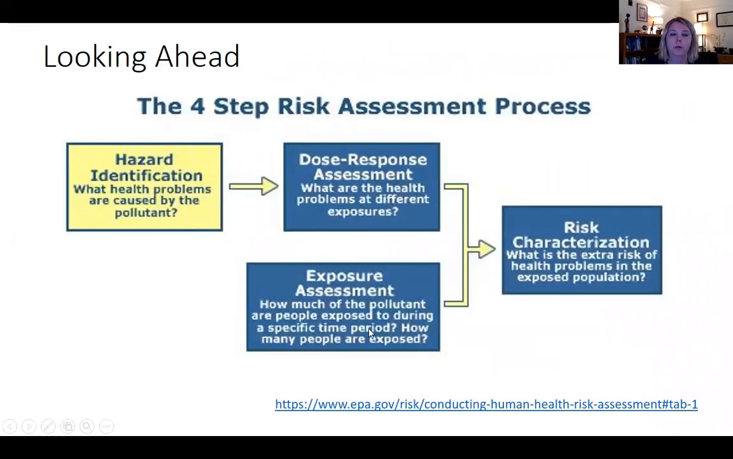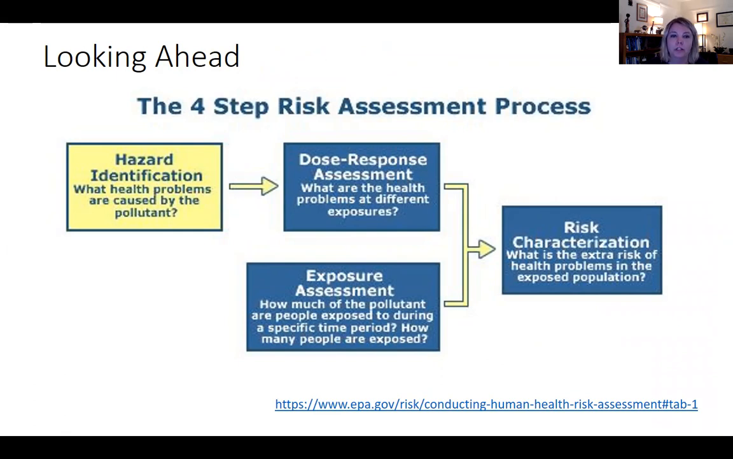But this is the four-step risk assessment process. So you will be identifying the hazard and what health problems are caused by that pollutant. Then you're going to look at a dose-response assessment, so the different problems at different exposures. And we'll talk some more about that when we get into our toxicology unit.